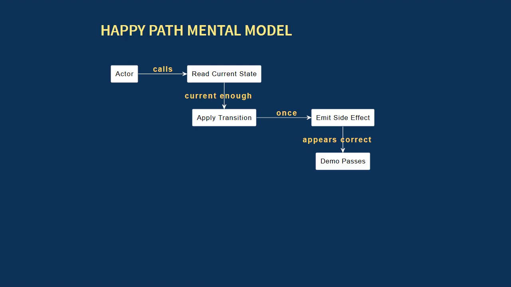A happy path reads current state, applies a transition, emits a side effect, and observes a successful result. That model is useful, but it hides timing. What hidden timing assumption is doing the damage? That the state remains current between the read and the transition, and that no other actor can emit the same side effect in the meantime.